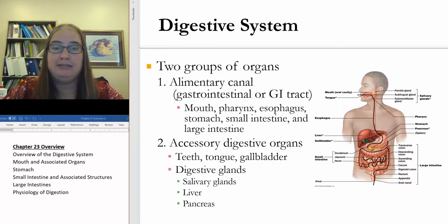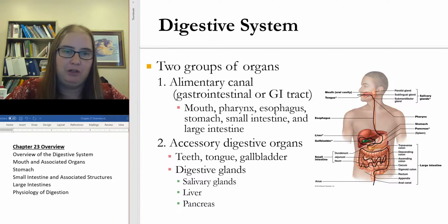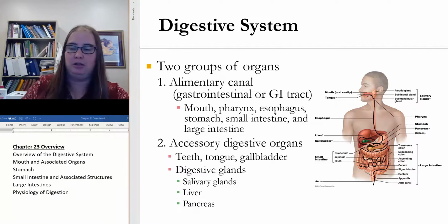Now, in addition to the alimentary canal, we also have accessory digestive structures or organs. These include things such as our teeth, our tongue, our gallbladder, which is located on the inferior aspect of our liver, and then we have a number of digestive glands. We have salivary glands located up here in the oral cavity. We have our liver, which is this big honking structure right here. It is a fairly large structure, as well as our pancreas. Our pancreas is kind of hidden behind our stomach, but it's this yellow glandular structure we'll talk a lot more about in a little while.